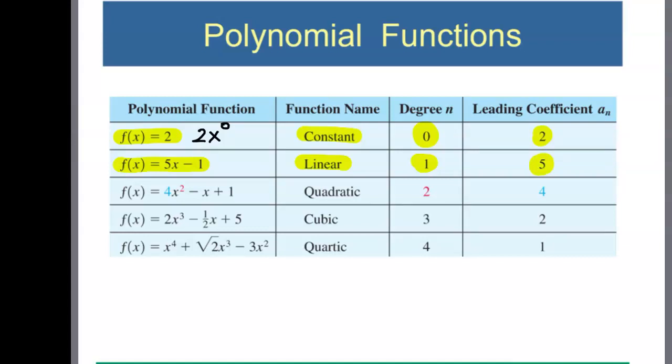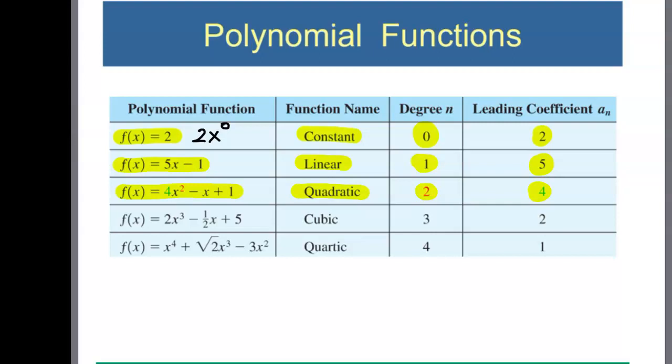Okay, increasing the powers, now we have a quadratic function. So an example of a degree 2 function is given here. We have f of x defined to be 4x squared minus x plus 1. We can see there that our leading coefficient is 4.